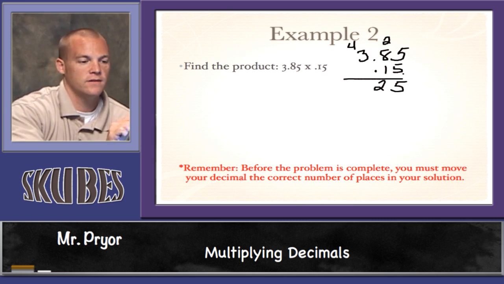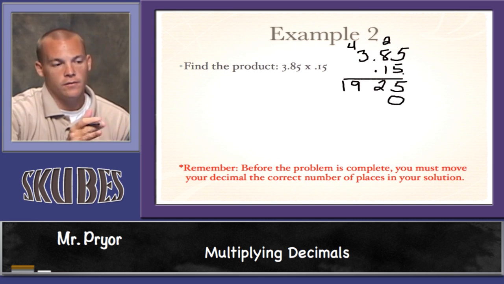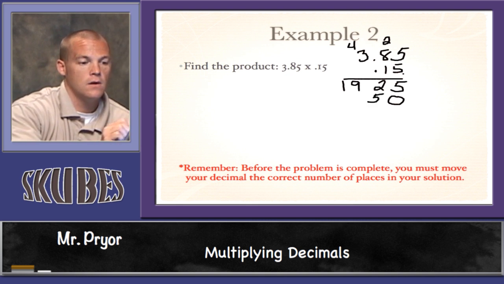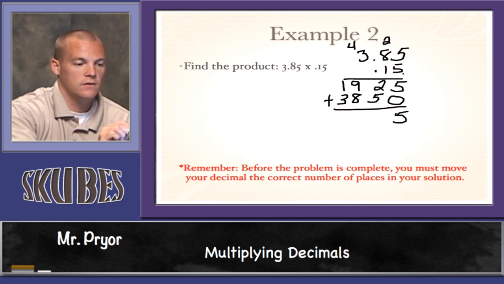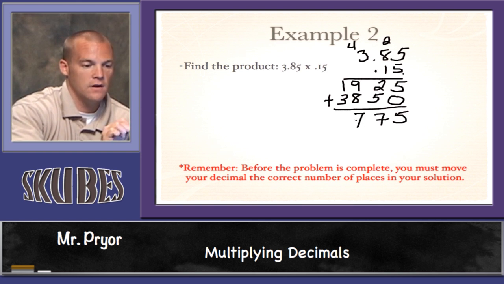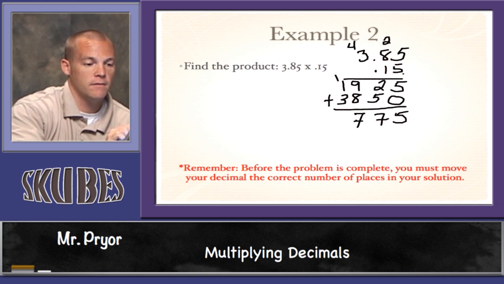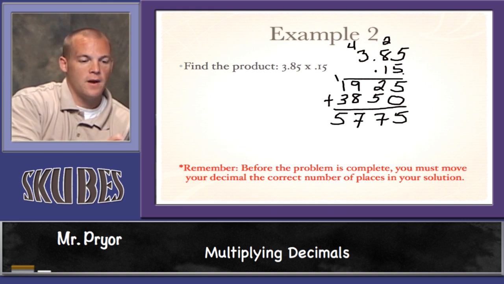All right, so again, down here at the bottom, you'll notice it says before the problem is complete, you must move your decimal the correct number of places. So to determine that, again, look at how many numbers are to the right of your decimal in your original two numbers. So here we have 3.85 and we have 0.15. Those are the numbers I'm talking about. How many numbers in each of those are to the right of the decimal? Well, notice you have 8.5 here and you have 1.5 here. All of those, 4 of them, are to the right of the decimals. So all of those in total, which is 4 places, will be how many places we move our decimal.